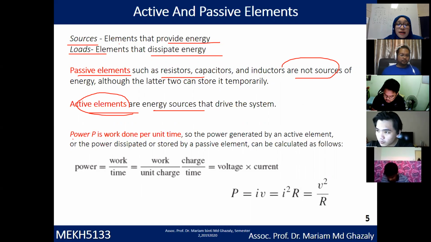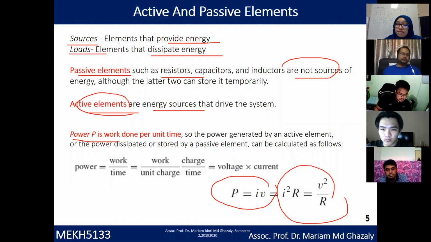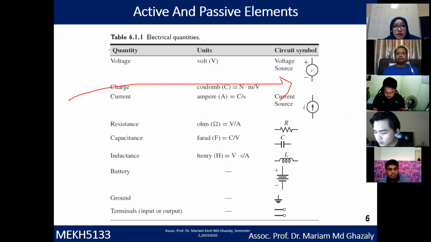From here you can calculate the power P, which is work done per unit time. The power generated by an active element, or the power dissipated, can be stored by a passive element. So you get the equation P equal to IV, current times voltage, or you can rewrite it in this form. This is very simple. Now we go to the electrical quantities. You have the symbols here. Just read this: you have the quantities, the units, and the circuit symbols.